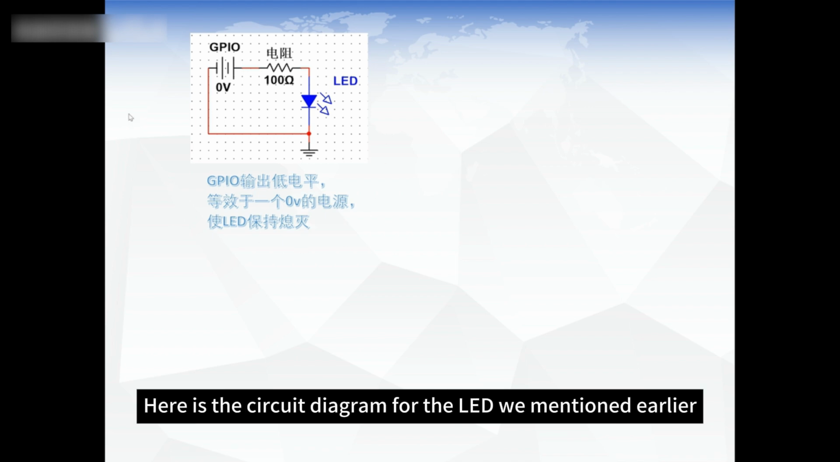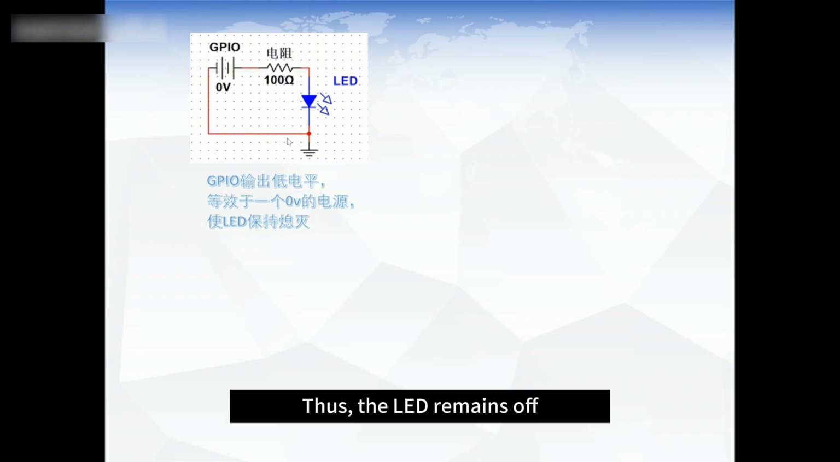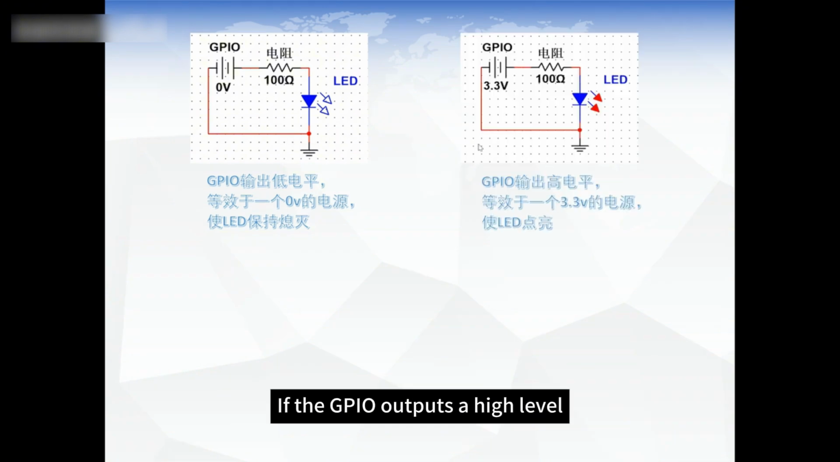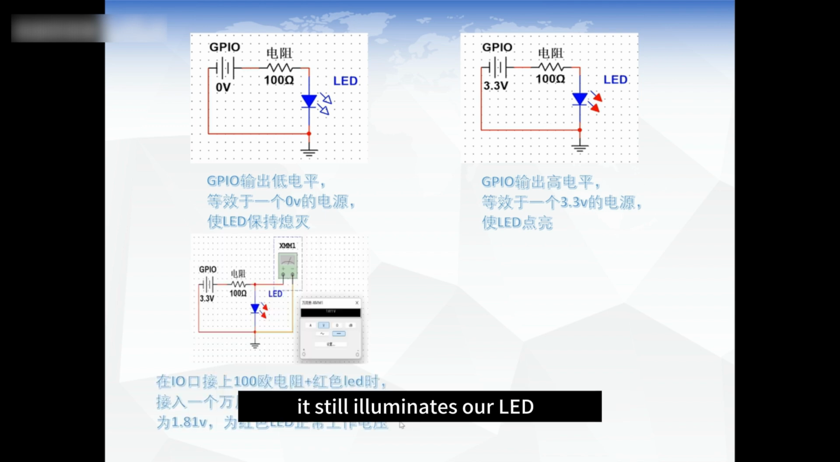Here is the circuit diagram for the LED we mentioned earlier. The GPIO here functions as a power source. When GPIO outputs a low level, i.e. 0 volts, it effectively acts as a 0-volt power supply. Thus, the LED remains off. If the GPIO outputs a high level, it provides a 3.3-volt power supply. Although the brightness is slightly dimmer, it still illuminates our LED.